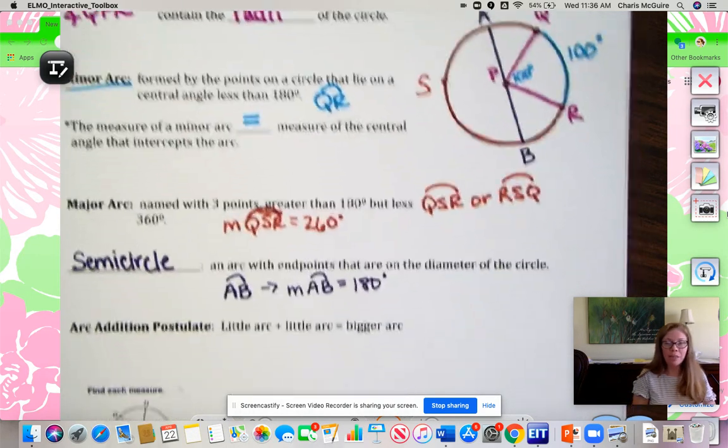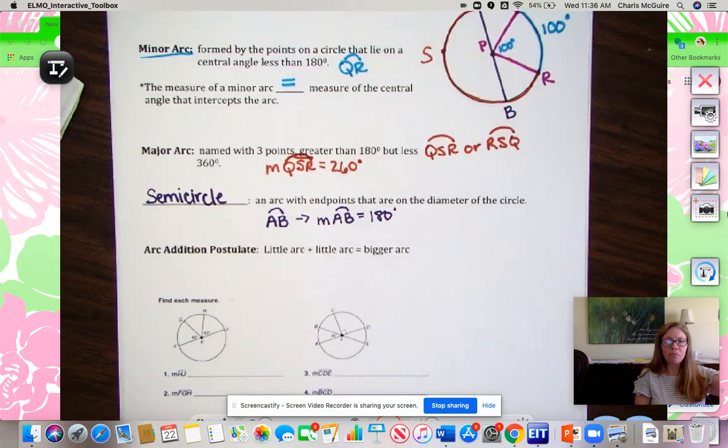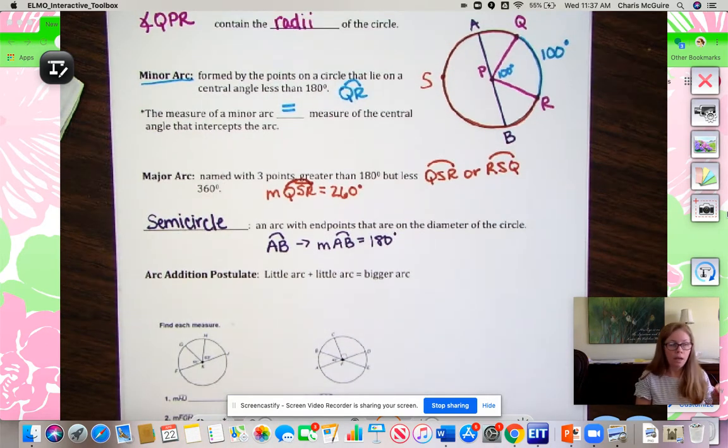Okay, hope you're doing okay so far. The last thing that we're going to talk about is one of our last postulates for the year, and it's arc addition postulate. So we have done angle addition postulate, we have done segment addition postulate, and this one follows suit. The only thing that's different is we are now adding arcs. So we can add a little arc plus a little arc to equal a bigger arc.